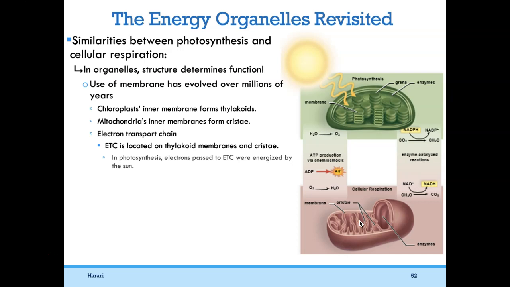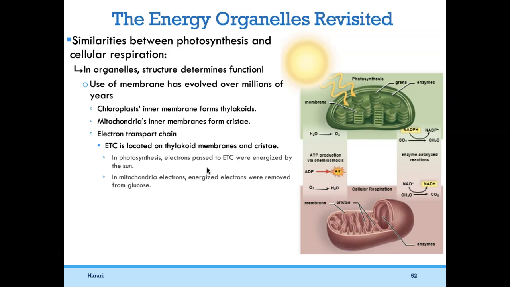The electron transport chain in chloroplasts is located on the thylakoid membranes. And in photosynthesis, electrons are passed to the electron transport chain that were first energized by the sun. So chlorophyll has electrons that are energized by the sun. Those electrons get passed along the electron transport chain to make ATP.